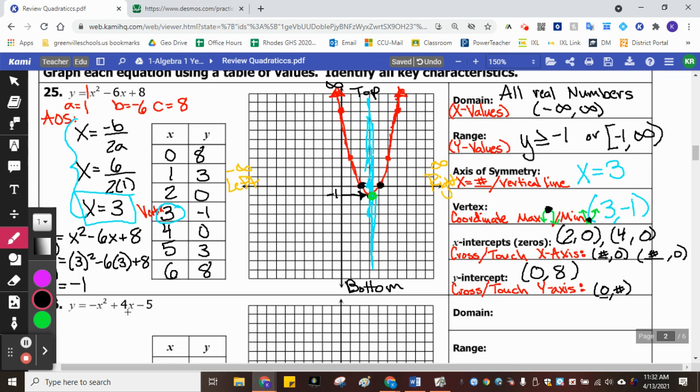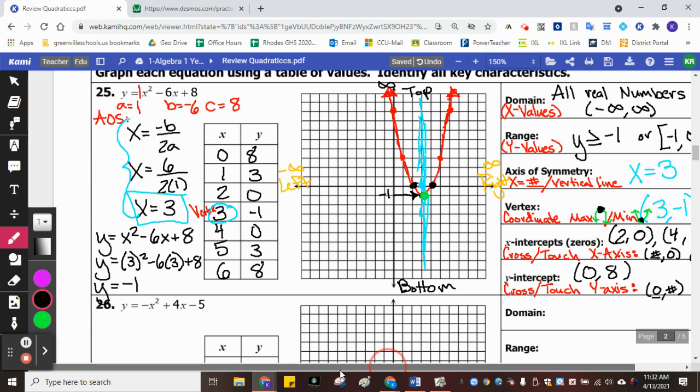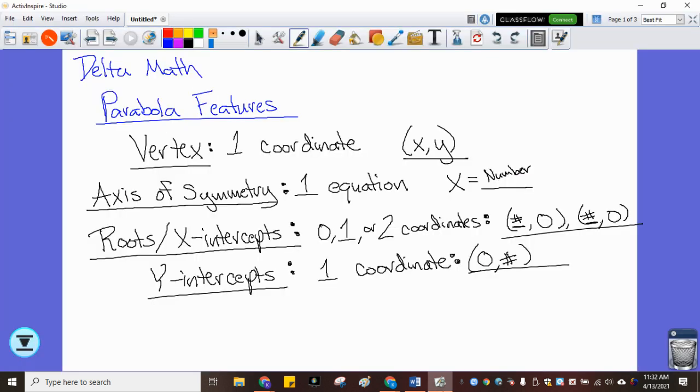So your assignment is Delta Math, and I want to remind you, pause it here if you need to, but vertex, it's always one coordinate, x, y. Axis of symmetry, it's one equation, x equals your number. Your roots and your x-intercept are the same thing, so don't let roots fool you, it's still the same thing. And then your y-intercept is one coordinate. So hopefully that helps you in your first assignment.